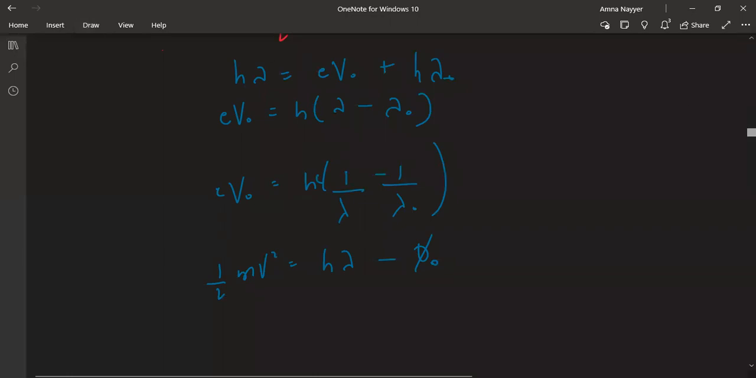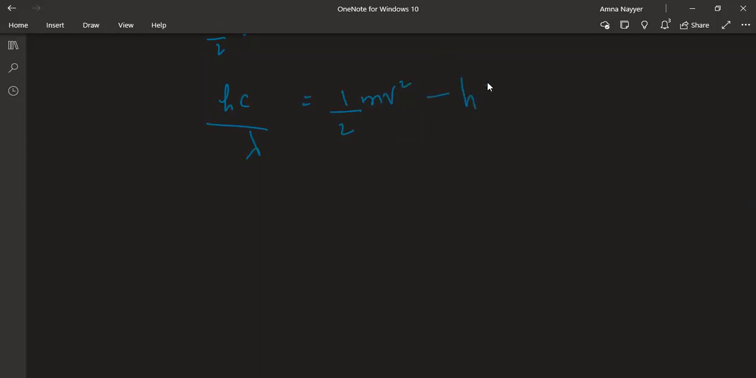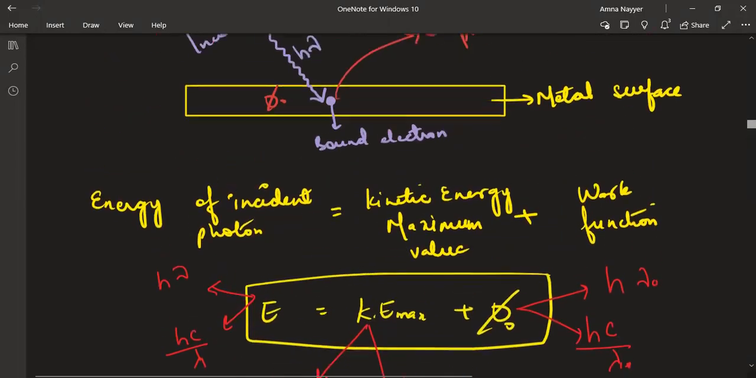Whatever is given in the question, that you can use depending on the equation. Like let's say wavelength is given, so hc by lambda would be equal to, if velocity is given, you will use half mv square. If frequency is given, half mv square plus h nu naught. Whatever is given to you, you can construct it. This will be more clear if we practice numericals. Note it down, then I'll show you some numericals.